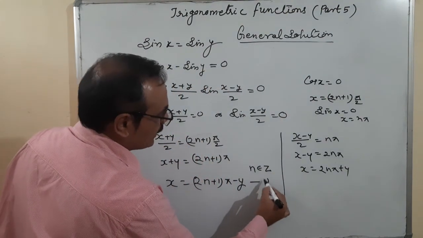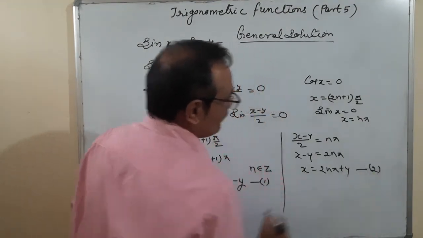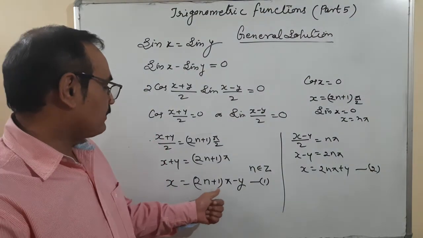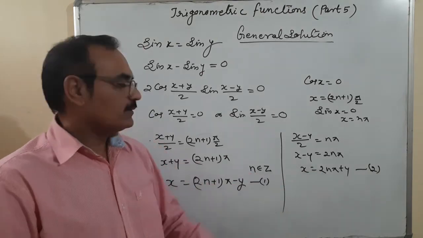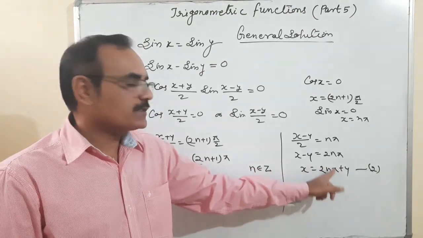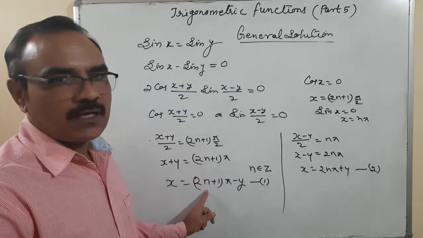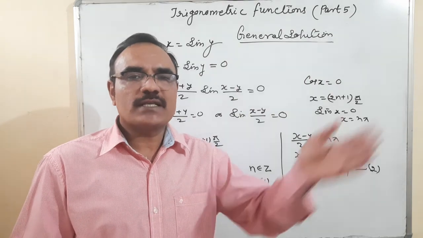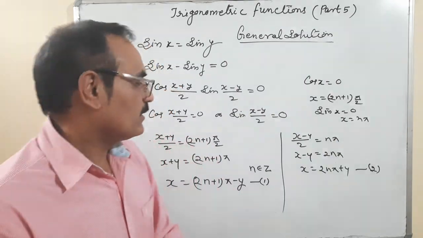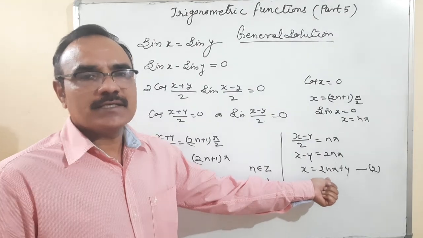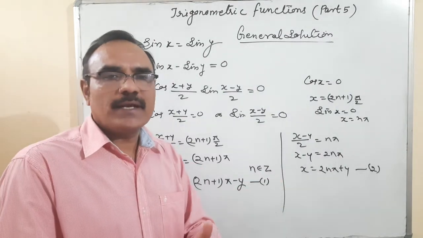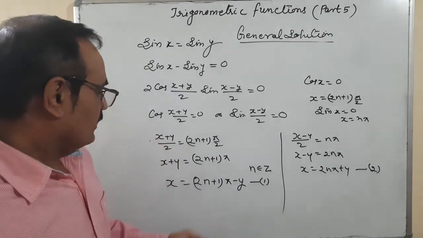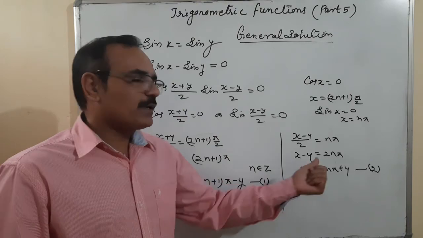We analyze these two equations. Look carefully at equation number 1 and equation number 2. Here we have (2n plus 1) into pi, and here 2n pi. 2n pi is the list of all even multiples, and (2n plus 1) is the list of all odd multiples. When we combine even integers and odd integers, we get the total set of integers. So when we combine them, the first term will become the set of integers.